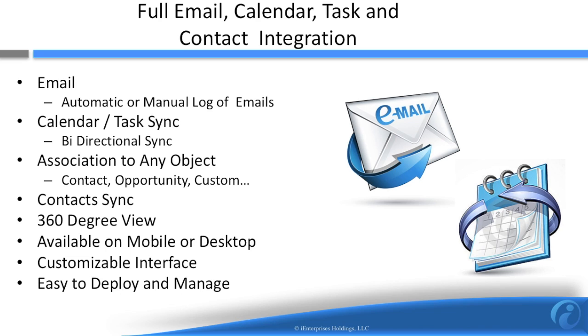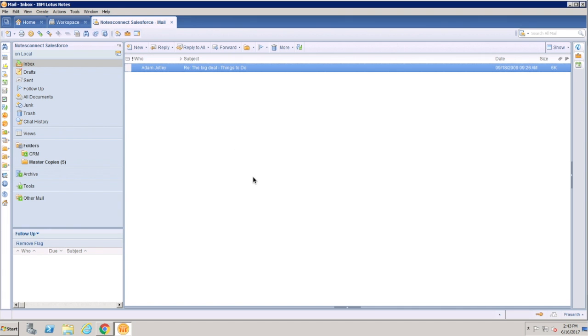It includes email logging, bi-directional calendar and task sync, as well as contact sync, all with the ability to file items against accounts, contacts, opportunities, and even custom objects. It also provides critical CRM details right inside your inbox and calendar from your desktop or mobile device. The interface is completely configurable, and it can be deployed completely through Domino to hundreds or even thousands of users quickly and easily. Now let's have a look at the features and functions of the Notes Connector.